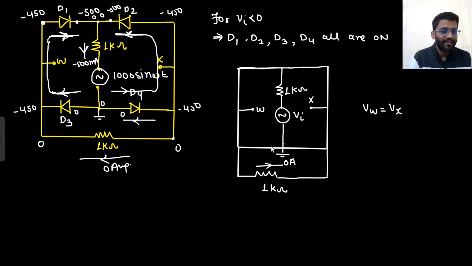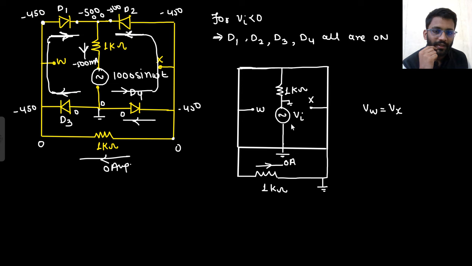But what if I had assumed the ground here? The working of the diode will not change. The D1, D2, D3, D4, if all are on, they will be on only, if I had assumed the ground here. Even if I had assumed the ground here, this will be 0 volt only and this will be 0 volt only. Okay. What if I had assumed the ground here? If I had assumed the ground here, the working condition will not change.